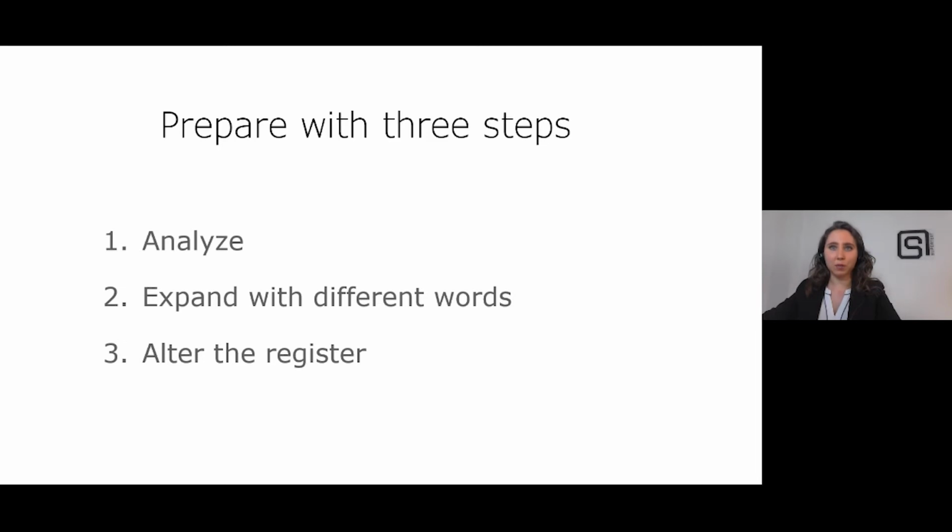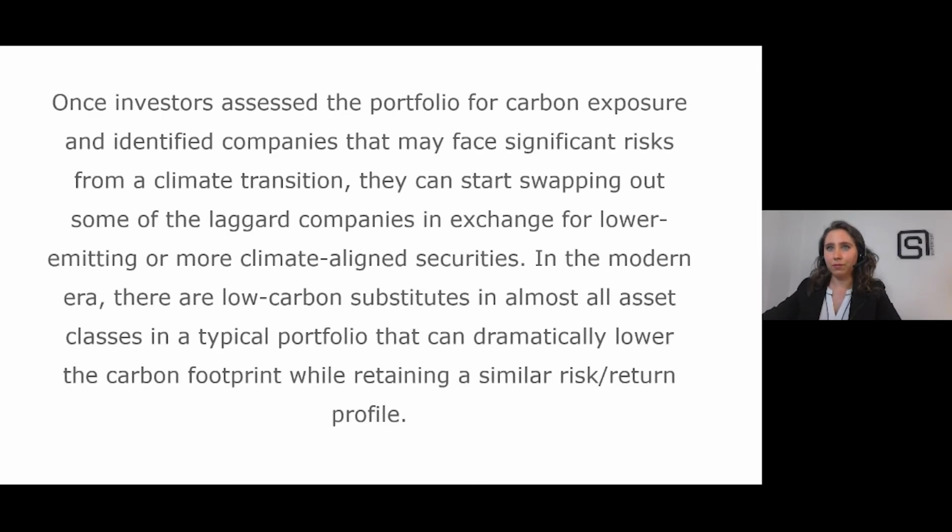Second, expand. Expand with different words. This simply means extensive reading, because through extensive reading, you should be able to find synonyms. For example, if a word has multiple meanings, you would probably stick to the first one that comes to your mind while translating. And third, you can start altering the register, which means choosing the proper register, adapting it to your target audience.